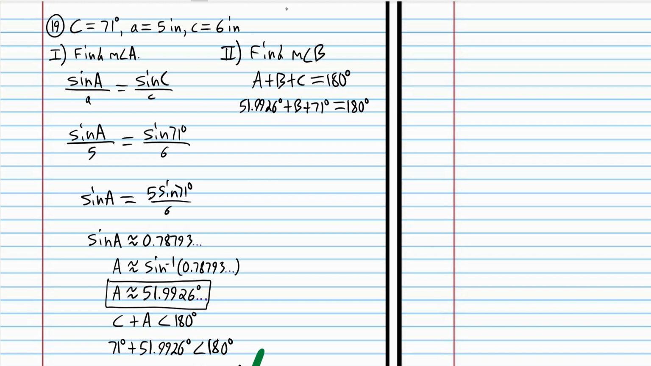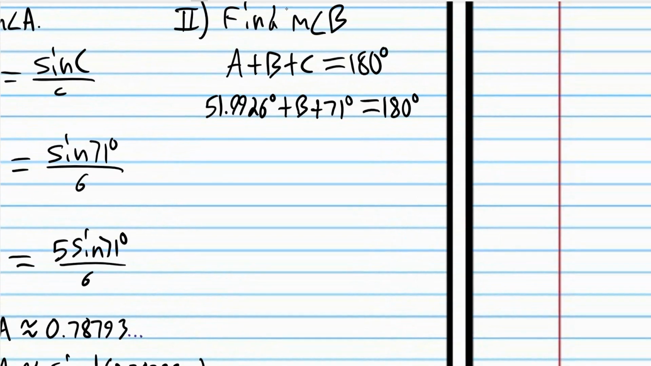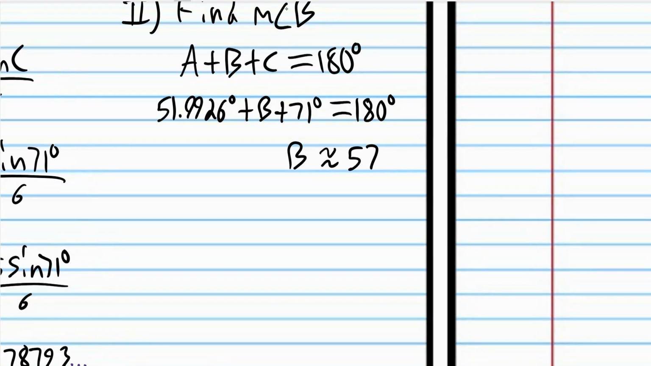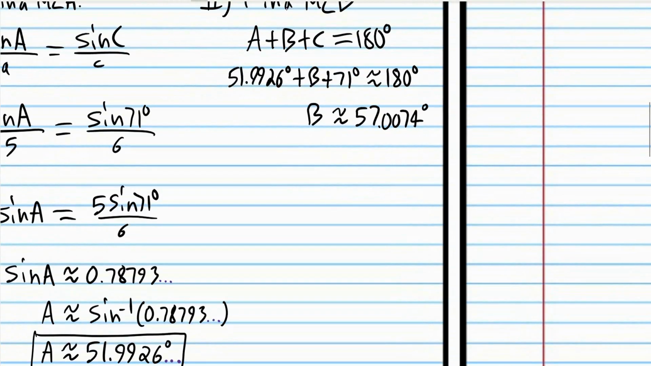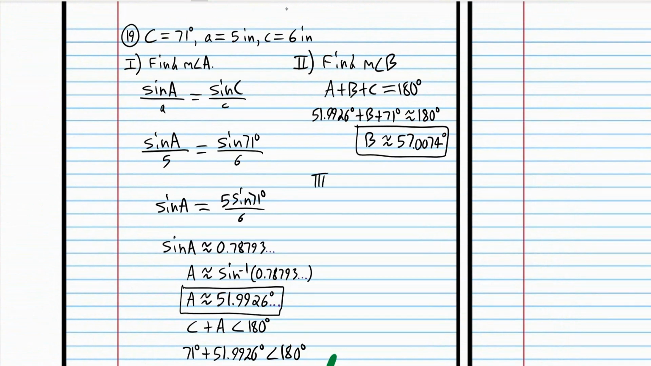So subtract 71 from 180 and subtract 51.9926 from that result, and we see that B is approximately equal to 57.007 degrees, and so we've got angle B. Now we just have to find side B, the length of side B.